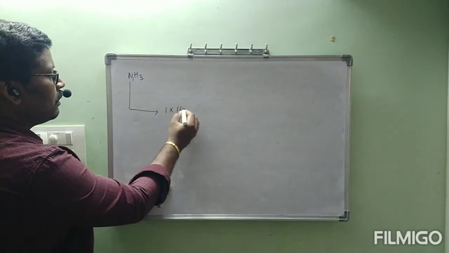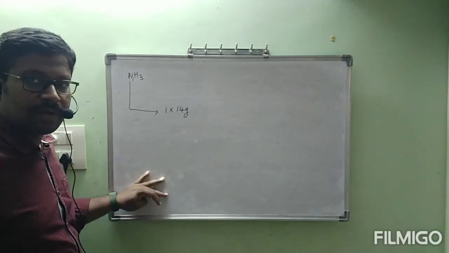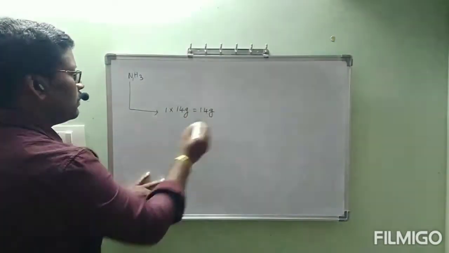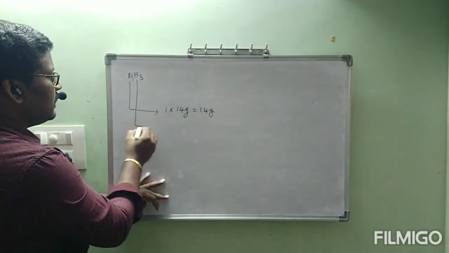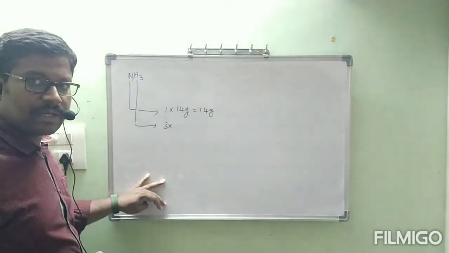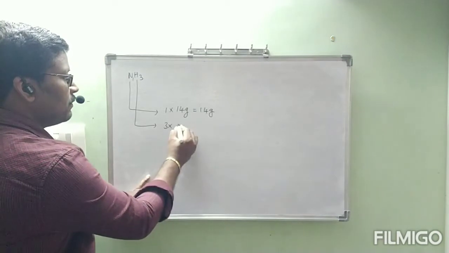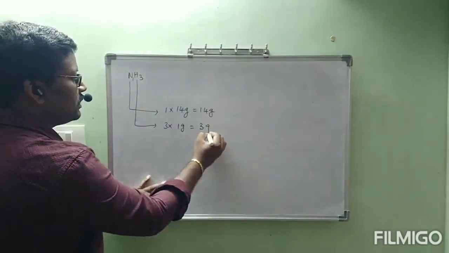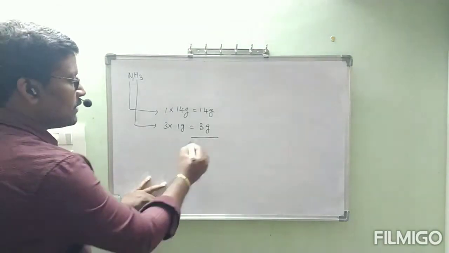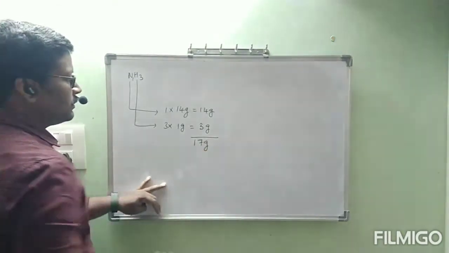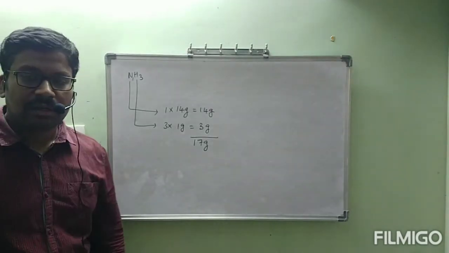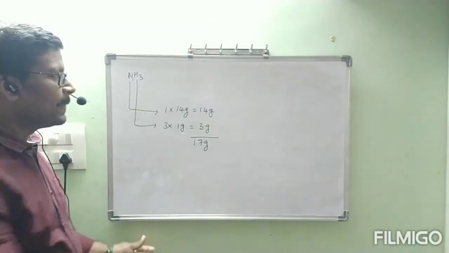1 into the gram atomic weight of nitrogen, 14 grams, is equal to 14 grams. Next, how many hydrogens? 3. 3 into the hydrogen gram atomic weight, 1 gram only, is equal to 3 grams. Then add these two, 14 plus 3, 17 grams. So what is the gram molecular weight of NH3? It is 17 grams. Next.